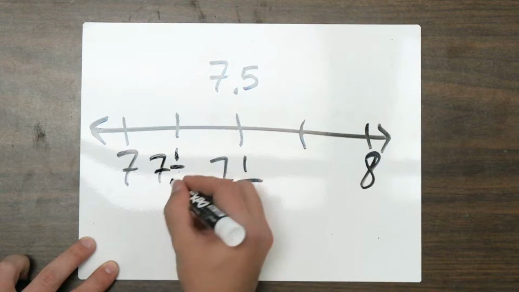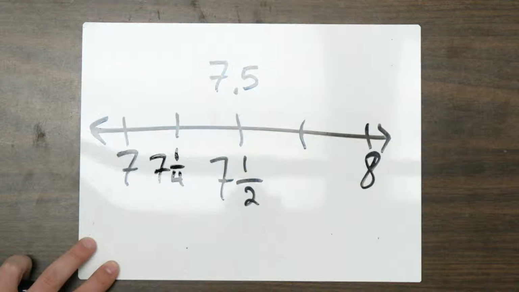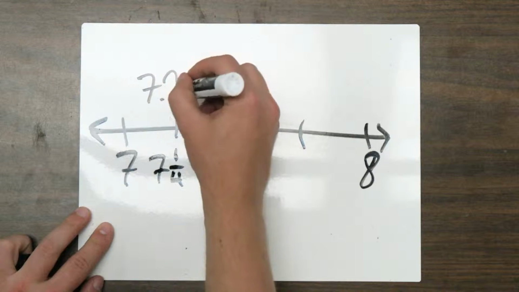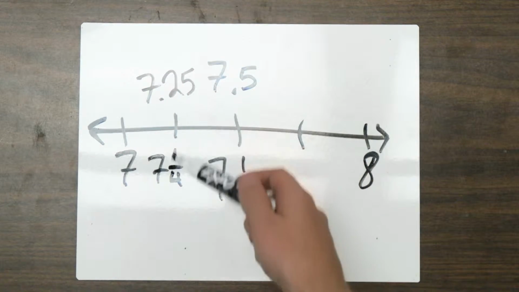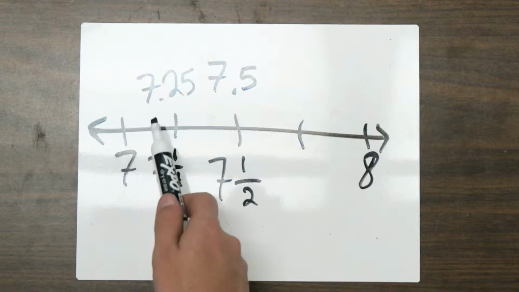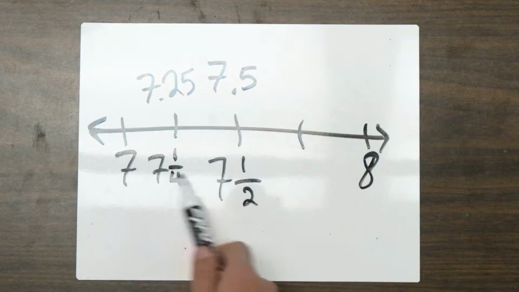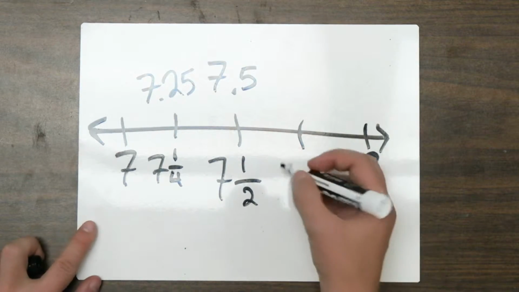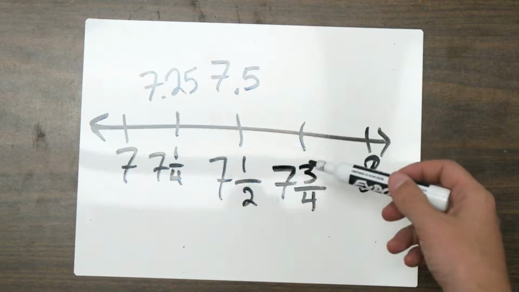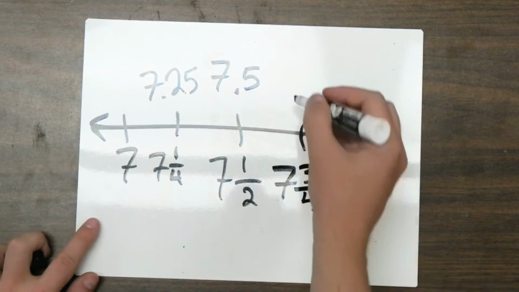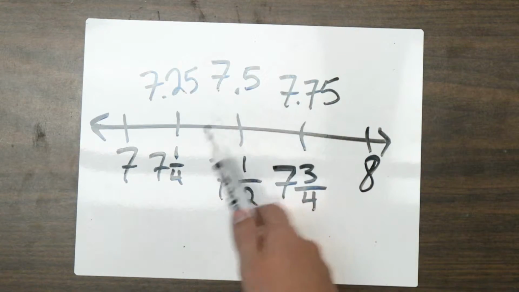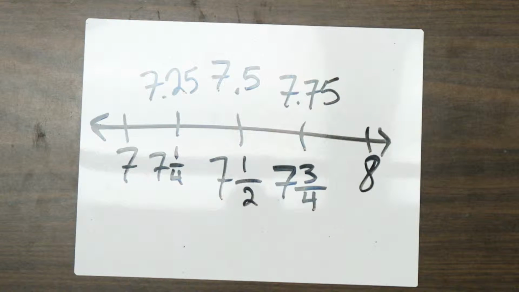So we can write that as the fraction 7 1/4, or its equivalent decimal 7.25. 0.25 and 1/4 are the same thing. Right here, we're at 3/4, 1, 2, 3 out of the 4 sections. So we can write this as 7 3/4, or we can write its equivalent decimal, which is 7.75. These are common fractions and decimals.